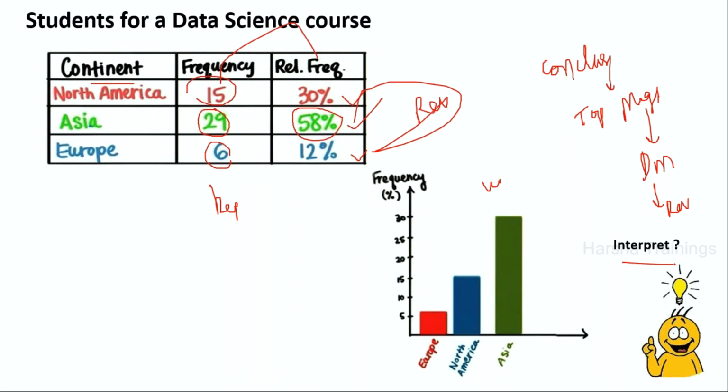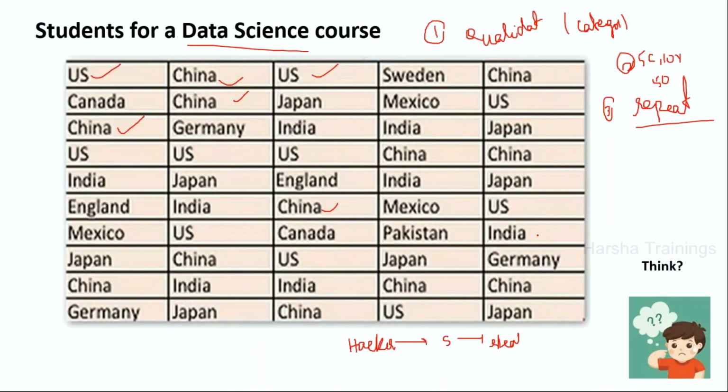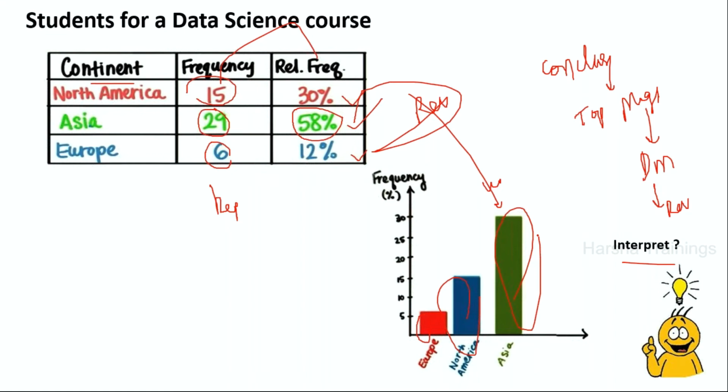This is called interpretation, and this is the bar graph where 6 people are from Europe, 15 people are from North America, and around 29 people are from Asia. This is what we should do. Understood? As a data analyst or as a data scientist. Are you getting me? This case study, is it okay? Now, you should learn the data in this way.